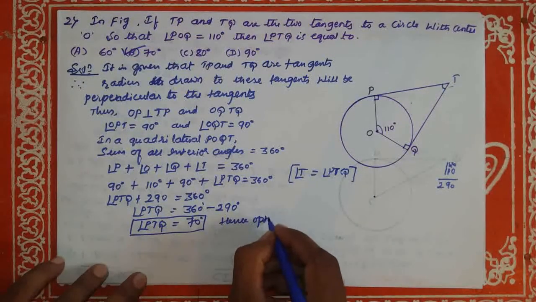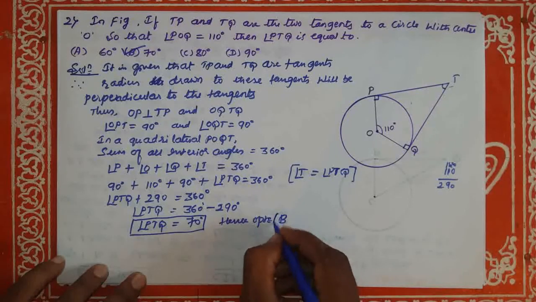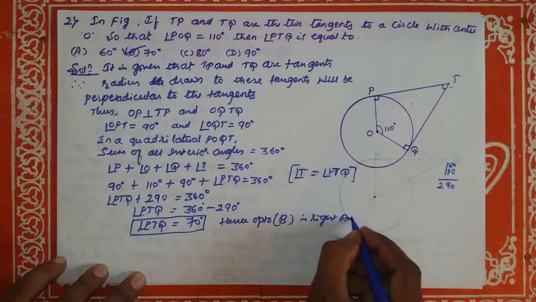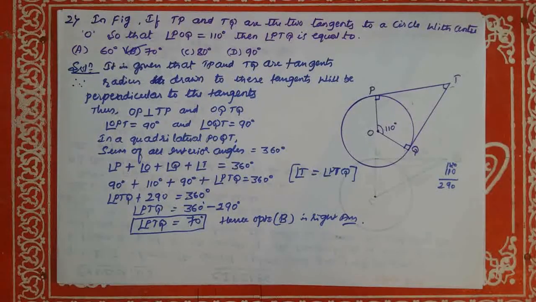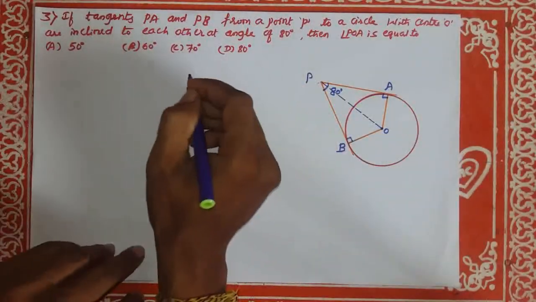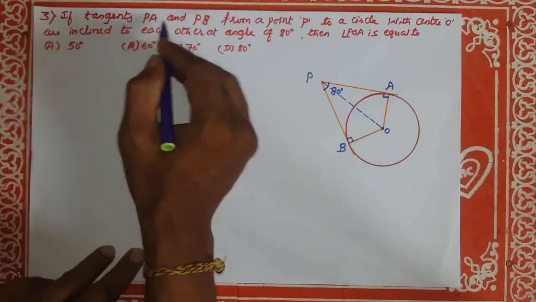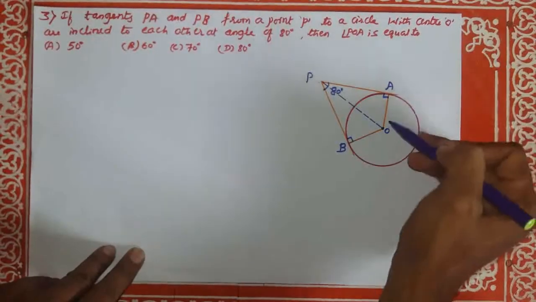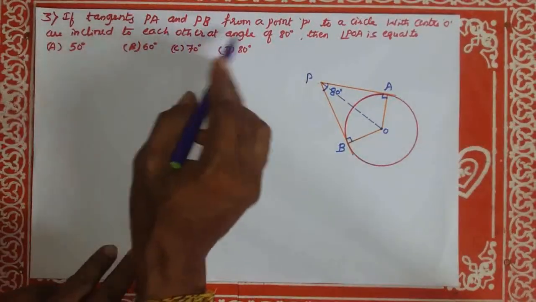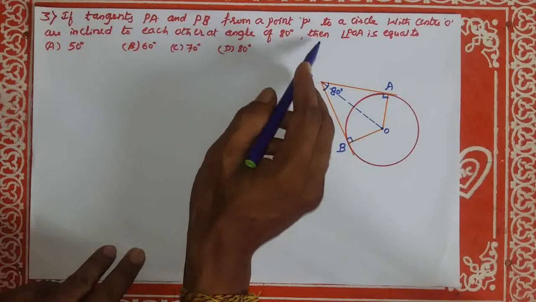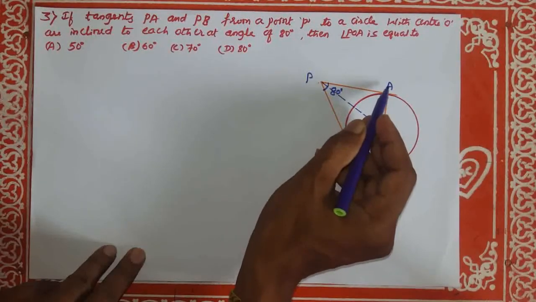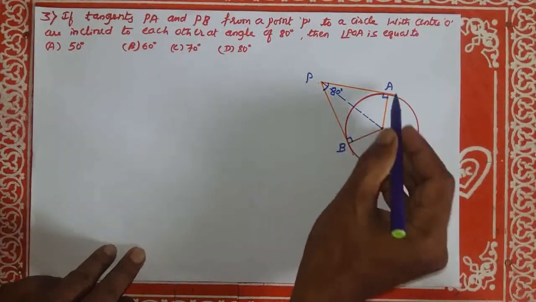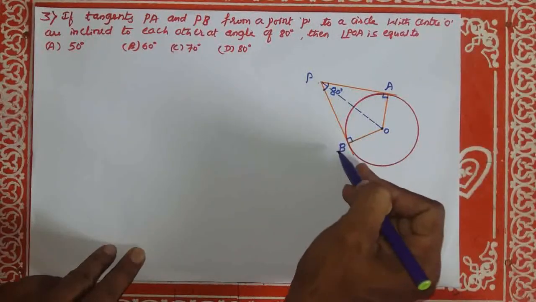Hence, option B is the right answer. Okay, dear students, now let us discuss the third question. If tangents PA and PB from a point P to a circle with center O are inclined to each other at an angle of 80 degrees, then angle POA is equal to dash. We need to find angle POA, which is equal to angle POB also.